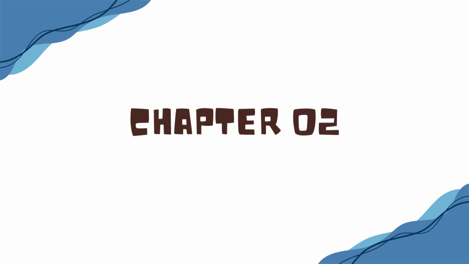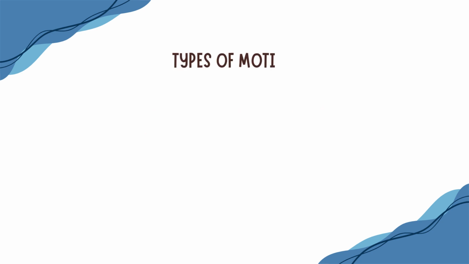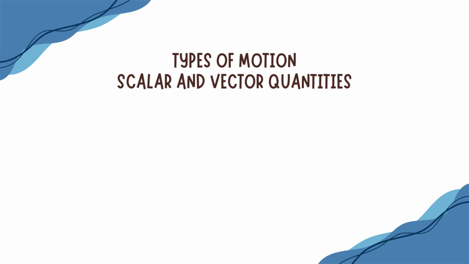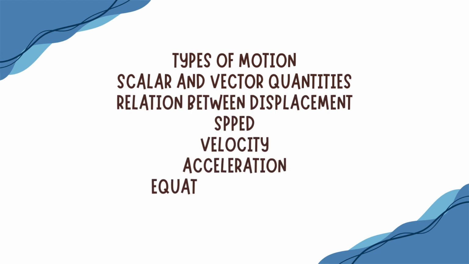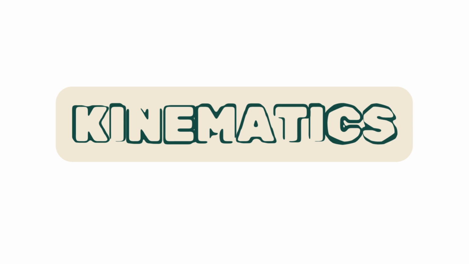In this unit, we will study the types of motion, scalar and vector quantities, the relation between displacement, speed, velocity, acceleration and equations of motion. The first thing concerning the motion of an object is its kinematics. Kinematics is the study of motion of an object without discussing the cause of motion.